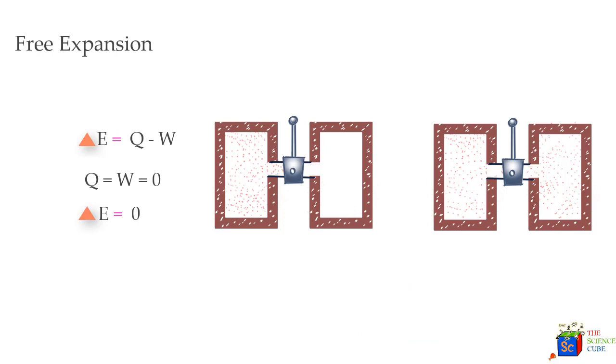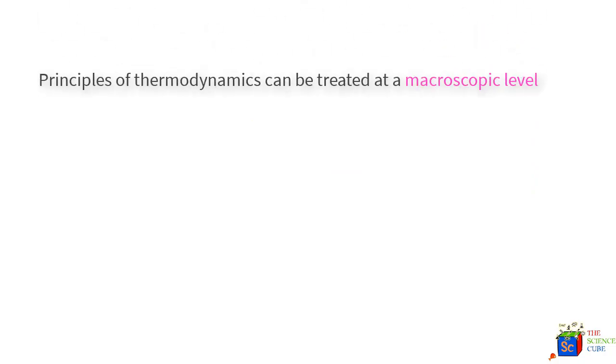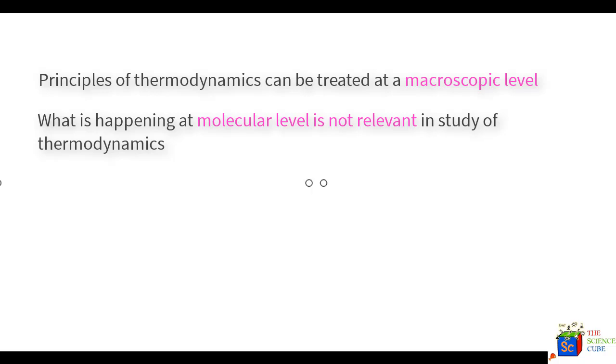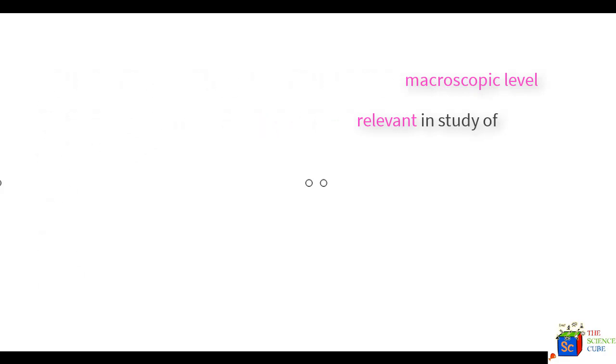So that brings us to the close of this lesson, and one final thought I'd like you to take is that the principles of thermodynamics can be treated in a completely macroscopic way. That is, we do not need to worry about what is happening at a microscopic level or what atoms and molecules are doing and how they are interacting. In fact, that is what makes thermodynamics a very powerful concept, that it does not depend on how the matter is made at a microscopic level.